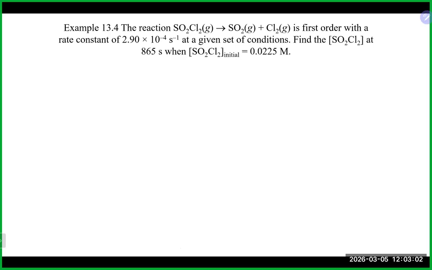All right, so why don't you try one here? The reaction of SO2Cl2 makes SO2 and Cl2, with a first order rate constant of 2.9 times 10 to the minus 4 reciprocal seconds. Find the concentration of SO2Cl2 at 865 seconds when you started with 0.0225 molar. So take a few moments there, see what you come up with.